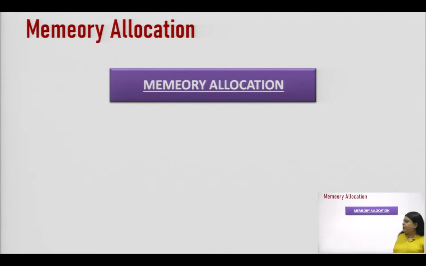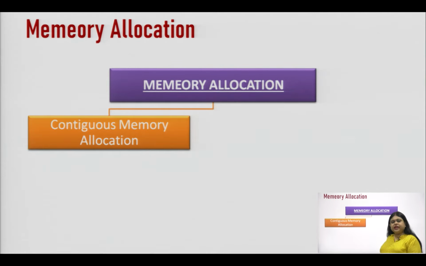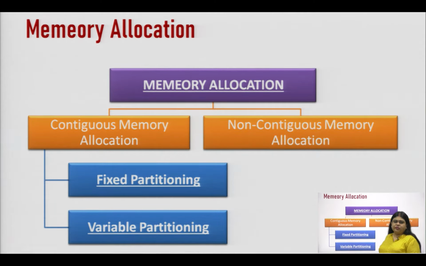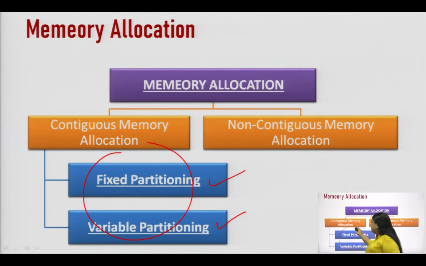When we talk about memory allocation, it can be done in two ways. We have the contiguous memory allocation and we have the non-contiguous memory allocation. Under the contiguous memory allocation, we have the fixed partitioning and the variable partitioning techniques. So, right now in this particular lecture, we will be talking about these two techniques.